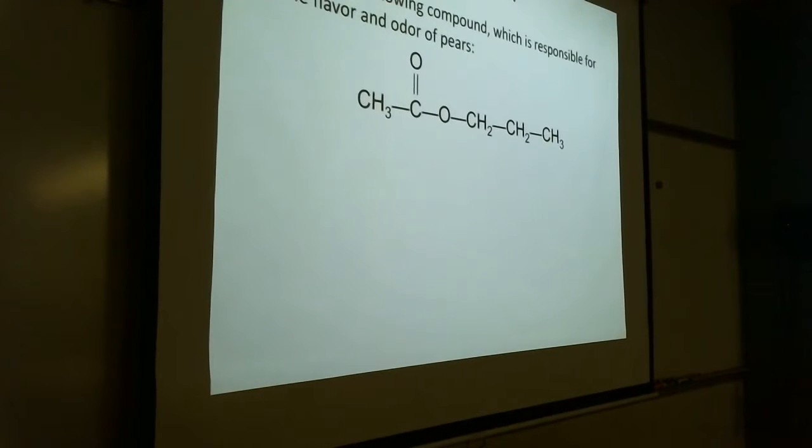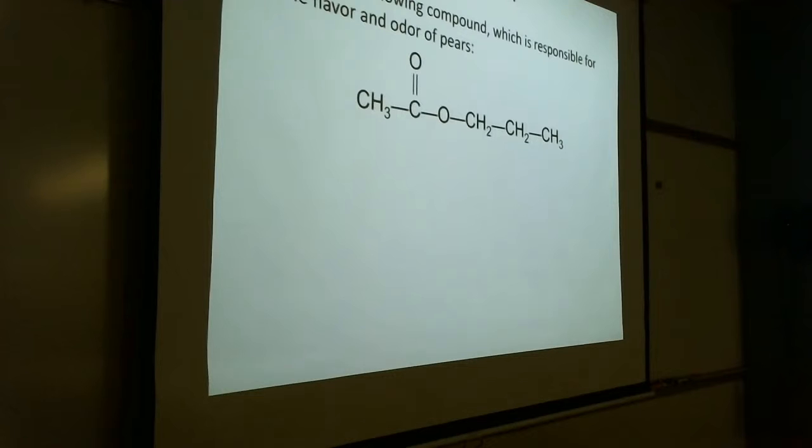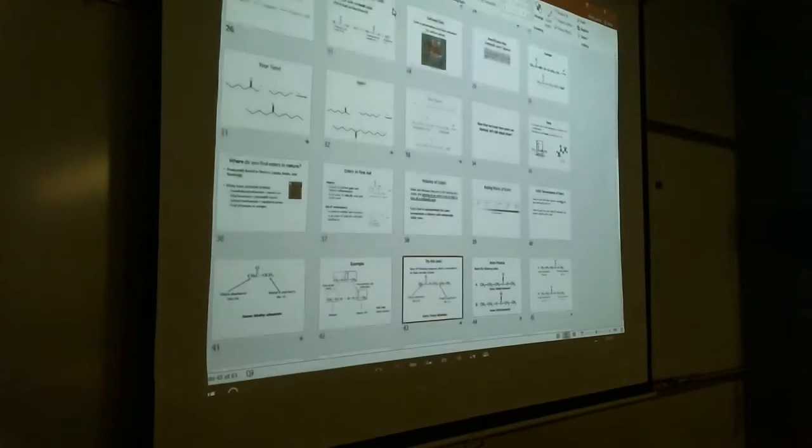Okay, so name this, and then just for good practice, identify which alcohol and which carboxylic acid it came from. I'll pause it and give you a chance to try that.